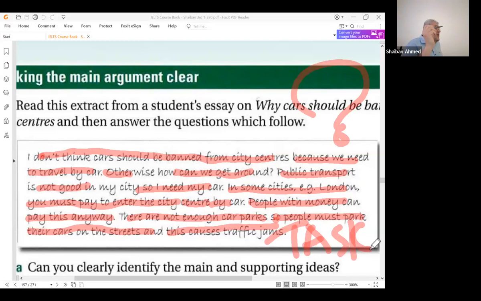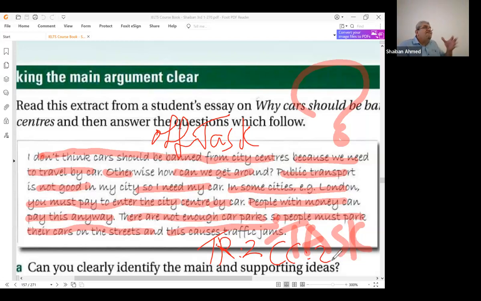Why should cars be banned? He said, I need my car, transport is not good. If you have the money, you can park. So this is called off task. And this is a dangerous area. Okay, for task response in the exam, this guy takes band 2. Coherence and cohesion is band 2 as well.